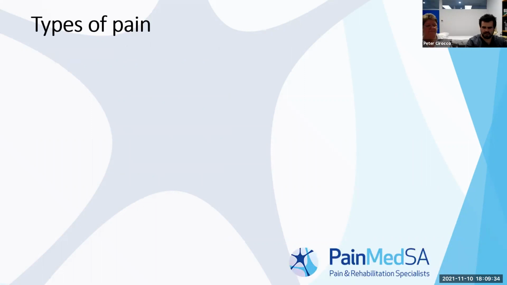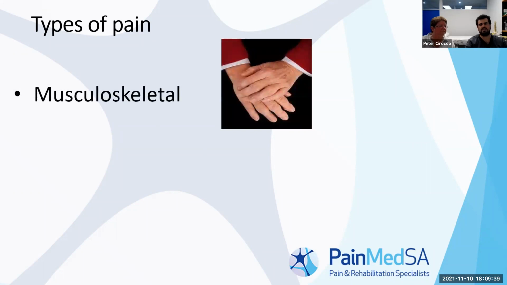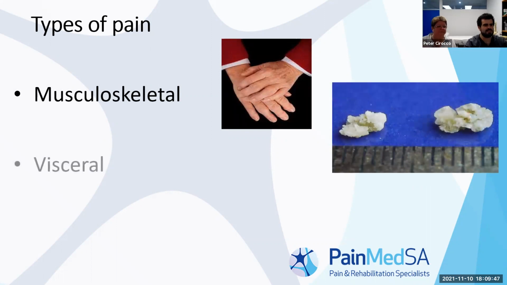So we've got the musculoskeletal pains, and as we described before, that's your osteoarthritis and those sorts of muscle or skeletal related pains per se. And then next, the visceral types of pain. Now, for the visceral types of pain, I did ask Kathy what on earth this is here, and of course that's your renal calculi, your kidney stones as well.